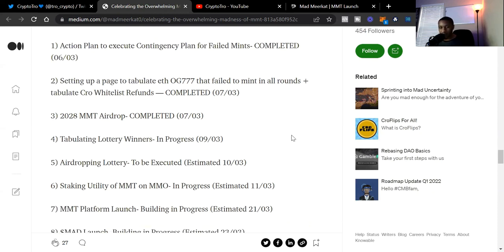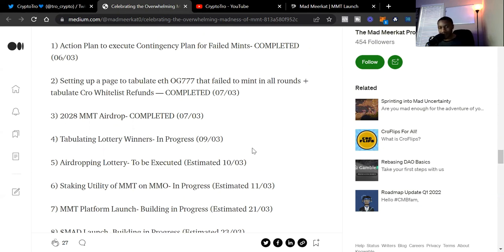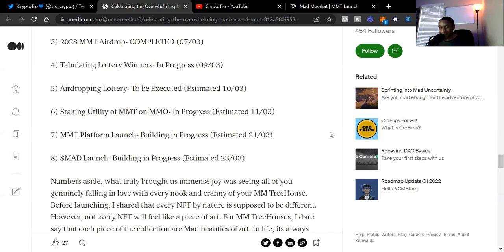So now we're waiting on the lottery winners, which is currently in progress. They will be done supposedly by tomorrow, but you've got to give it a little leeway. Next is airdropping the lottery winners, and that's going to be done on the 10th. Then coming next is staking, the utility of MMT OMMO. So if you want to use your Treehouse on MMO, you can earn an extra percentage just by doing that, and that should be available in 3 days. Then we see the MMT platform launch, and that's estimated on the 21st, man.